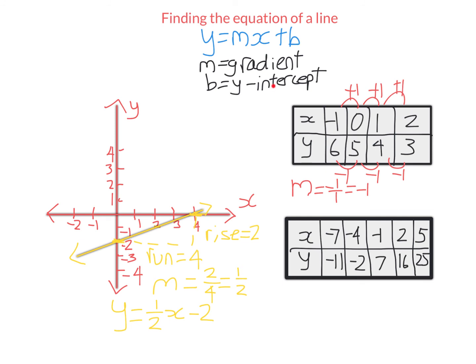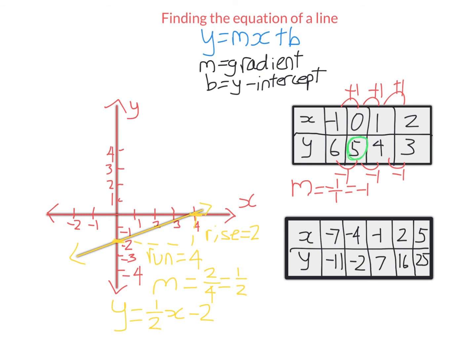So how do I find the y-intercept from a table? Well, see, the thing is, on the y-axis, all along here, the x-coordinate is 0. This is the point 0, negative 4. This is the point x equals 0, y equals negative 3. X equals 0, y equals negative 2. So the y-intercept is just the y value when x equals 0.